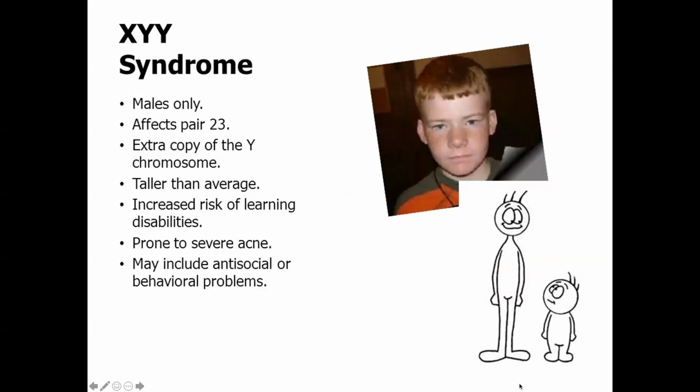Here is another slide of XYY syndrome. Affected individuals are usually taller than normal. Many experience severe acne when they are teens. Additional symptoms may include learning disabilities and behavior problems. Intelligence is usually in the normal range, although the IQ on average is 10 to 15 points lower than their siblings.